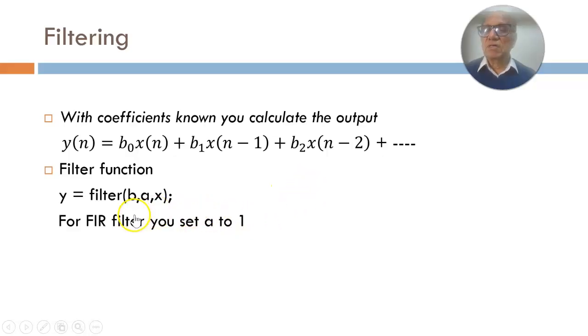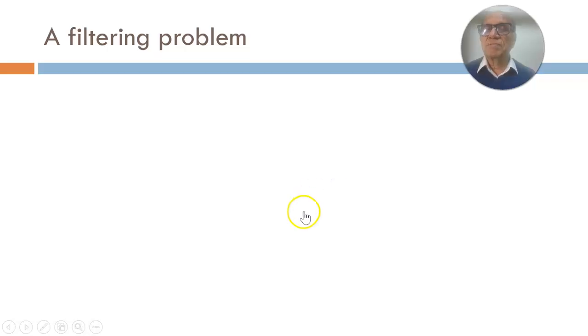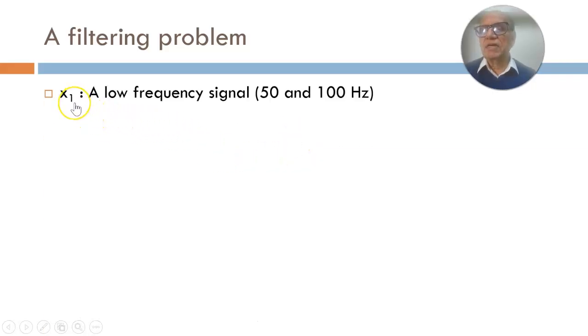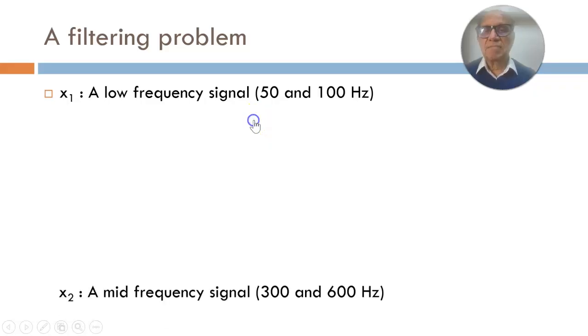In order to demonstrate the application of this function, we will first of all state the filtering problem and then see how to write the program for solving this problem. Alright, so let's define the problem first. Let's say we are required to generate x1, which we call the low frequency signal, and this is obtained by first generating a sine term with 50 Hz frequency and a sine term with 100 Hz frequency and then adding the two. This added signal will form x1, the low frequency signal.